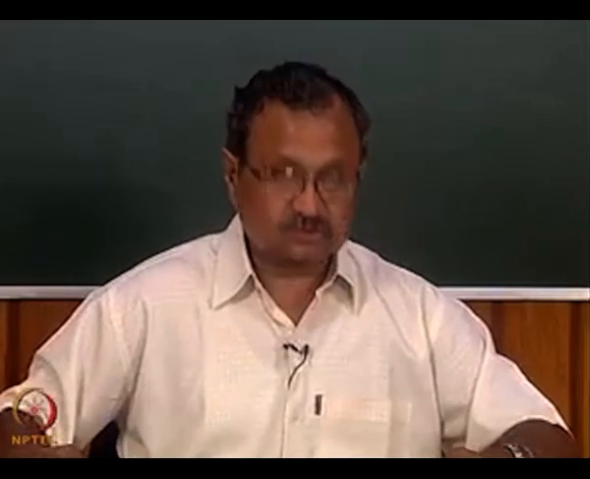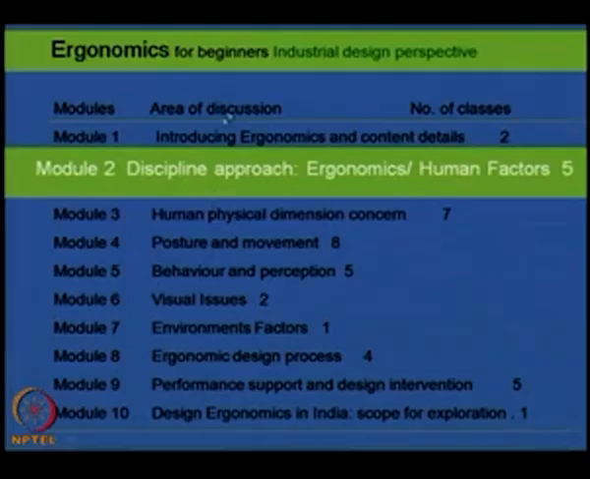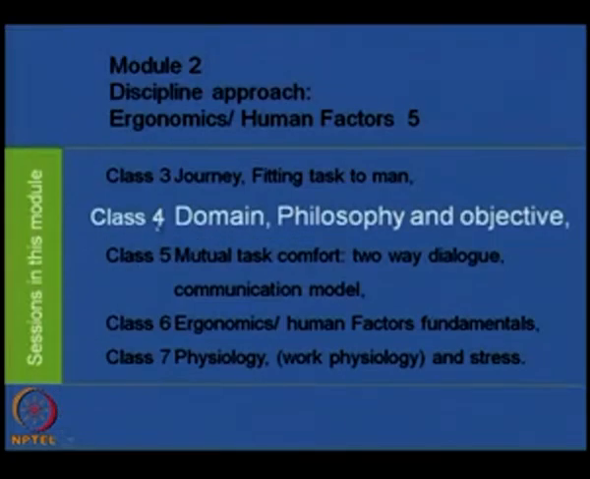Welcome to this fourth session on ergonomics for beginners, an industrial design perspective. Now, under module 2, the discipline approach, ergonomics and human factors, there are a total of 5 classes. Today is the fourth class, and in this module it is the second class, that is domain, philosophy and objectives.